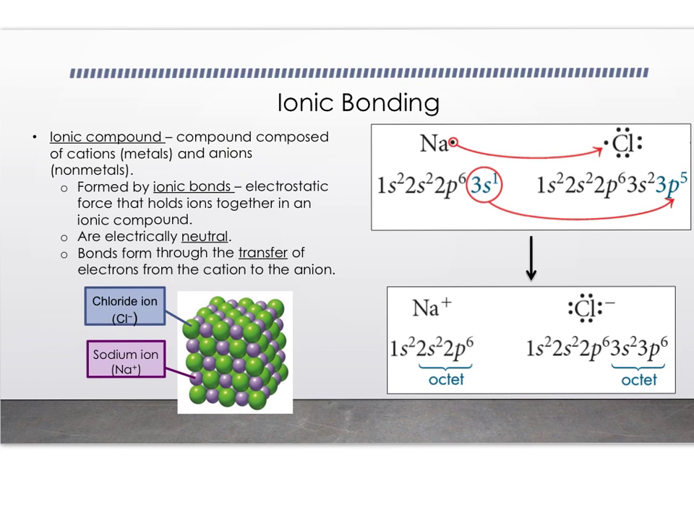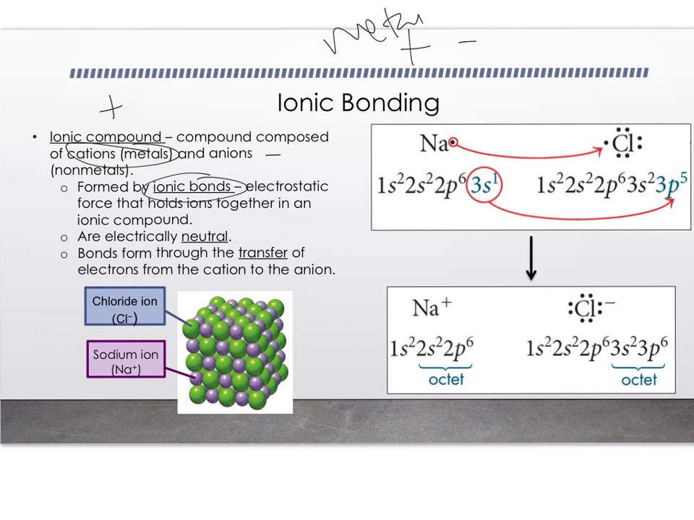Ionic bonding, on the other hand, is a compound that's composed of cations and anions. As we said before, cations are always going to be the metals, so metals always form positive charges. And your anions are going to be your nonmetals, and these are going to form negative charges. So ionic bonding is between a metal and a nonmetal. These ionic bonds, again, are just the electrostatic force that holds the ions together within an ionic compound. So again, we have an attraction of a positive and a negative.